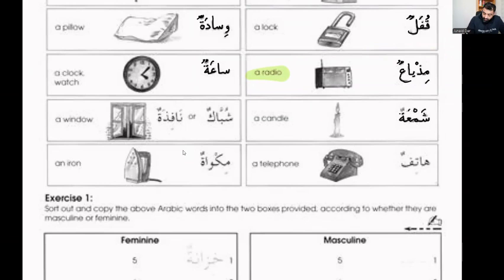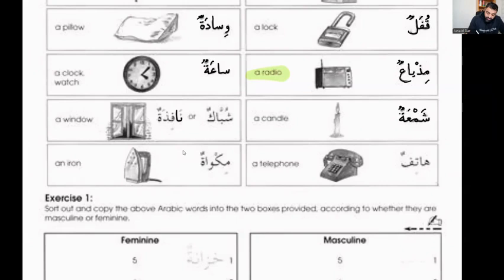Sham'atun. Candle. So if the light goes off, you need to look for a sham'atun. Oh, it's a feminine word. Good. Feminine. But the next one is the word for window.